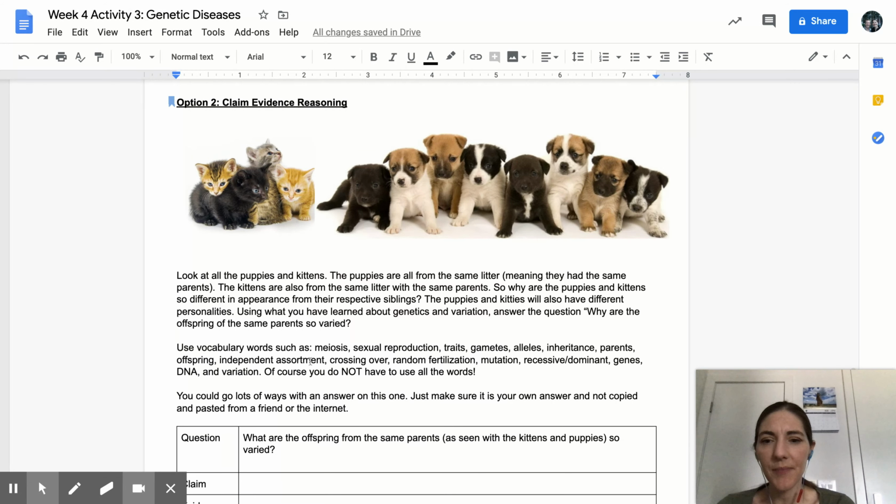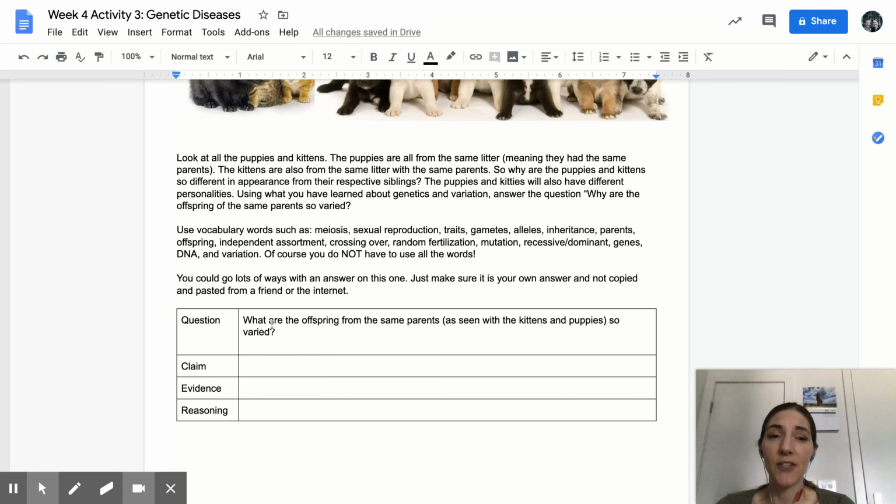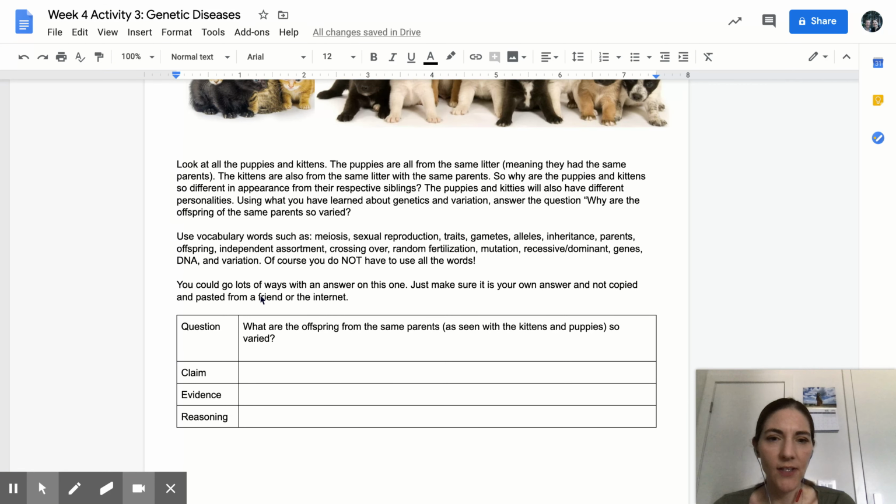You want to use vocabulary words such as meiosis, sexual reproduction, traits, gametes, alleles, inheritance, parents, offspring, independent assortment, crossing over, random fertilization, mutation, recessive, dominant, genes, DNA, and variation, or any other words that went with the unit. Of course, you do not have to use all the words. Please don't. It's probably getting too much in there. You could go a lot of ways with the answer on this one, but make sure that's your own answer and not copied and pasted from a friend or the internet.